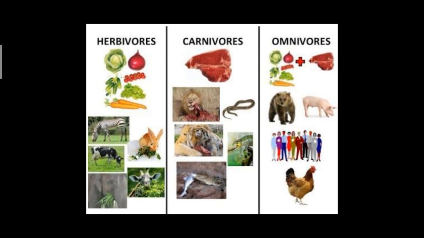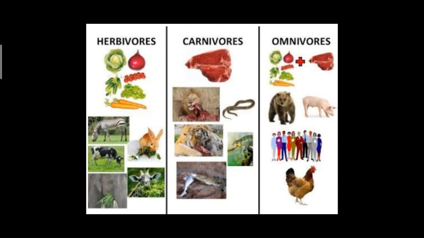Based on the food habits, animals are classified into three groups: herbivorous, carnivorous, and omnivorous. Herbivores are the animals which will eat plants. Plant eating animals are called herbivores. You can see this example: elephant, cow, zebra, rabbit, giraffe. These animals will eat only the plants. These animals are depending on plants directly.